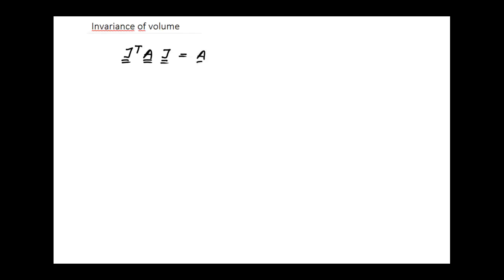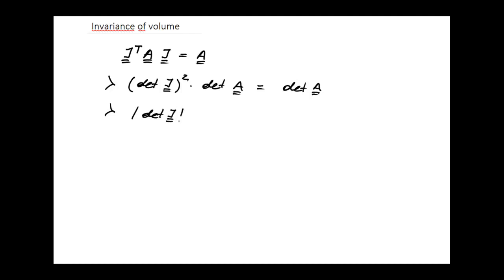That's the requirement for the Jacobian. You take the determinants on both sides, and you find on the left-hand side the determinant of the Jacobian twice, so squared, times the determinant of A, equals the determinant of A. The determinant of A is non-zero, so you can divide by the determinant of A on both sides, and you find that the determinant of J, of the Jacobian, must have absolute value equal to 1.